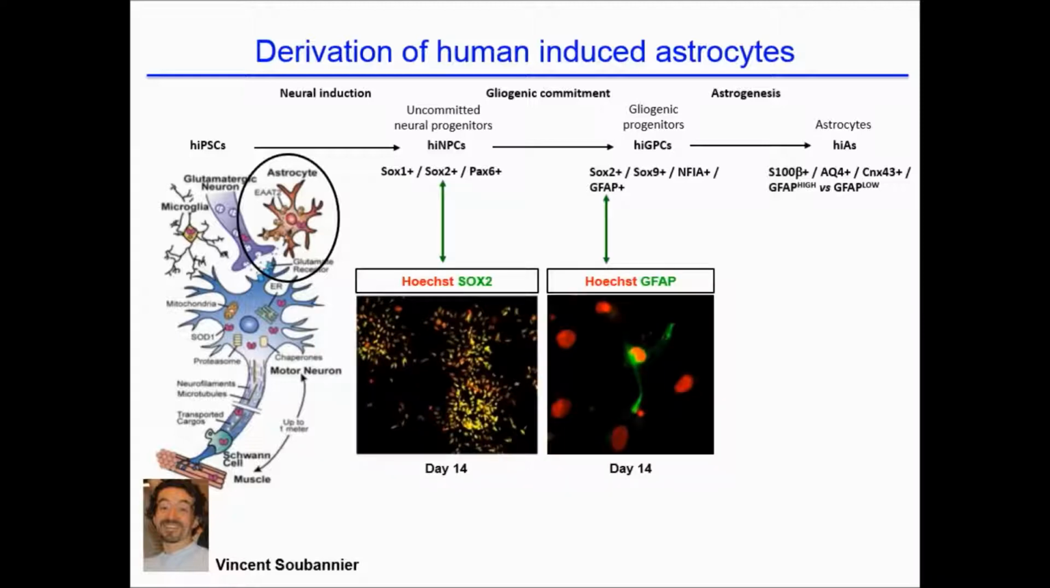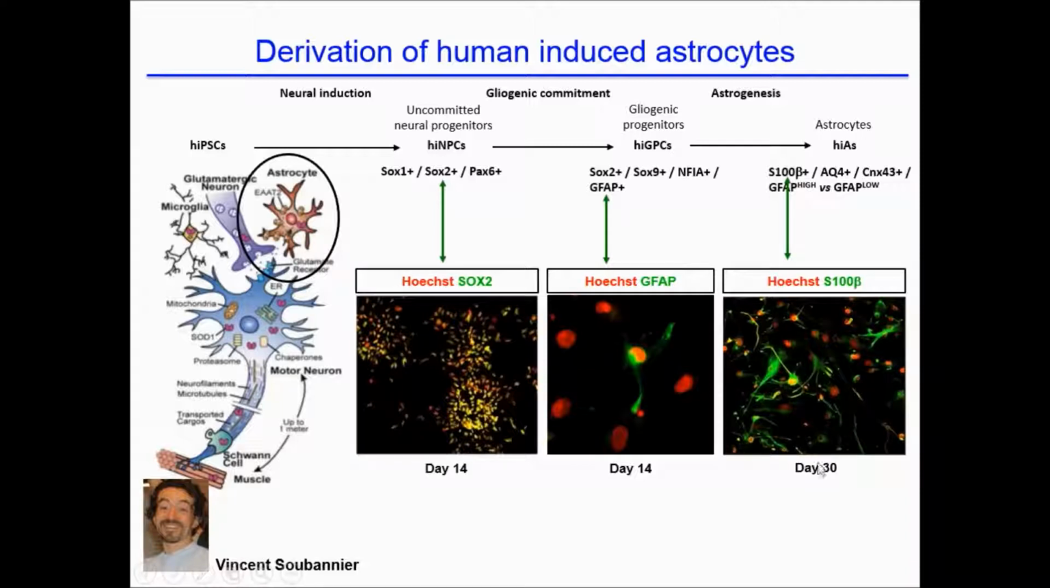And this is how we can examine the properties of the cells at every single stage. We can make sure that we have a nice, robust derivation of neuroprogenitor cells, for example, after only 2 weeks. We can monitor the formation of the very first committed gliogenic neuroprogenitor cells that will express a particular protein called GFAP.